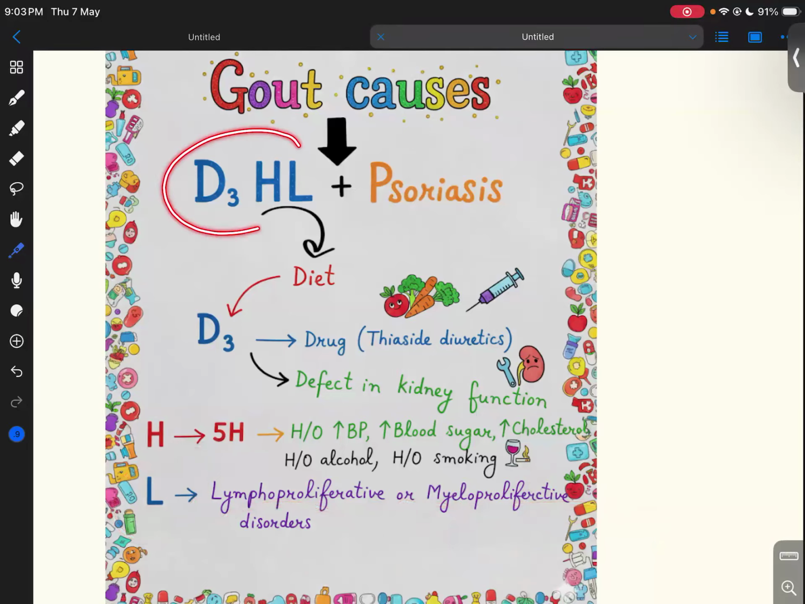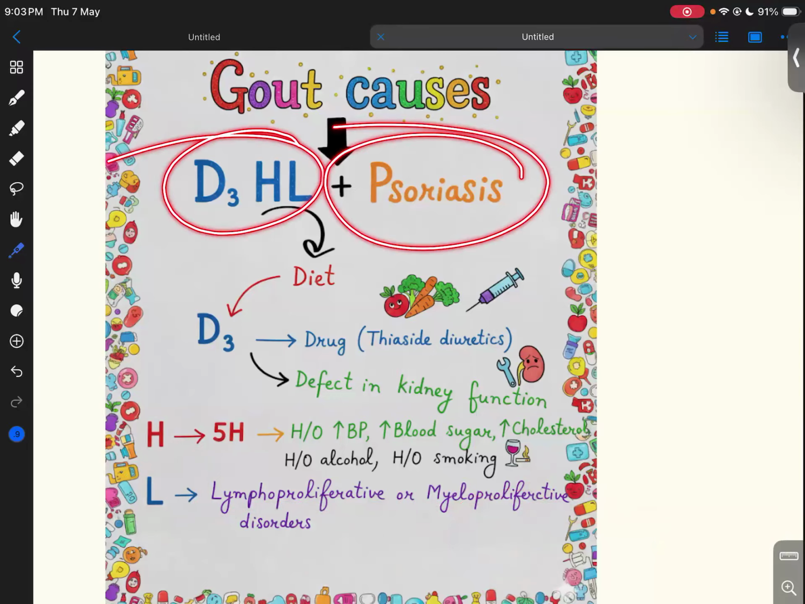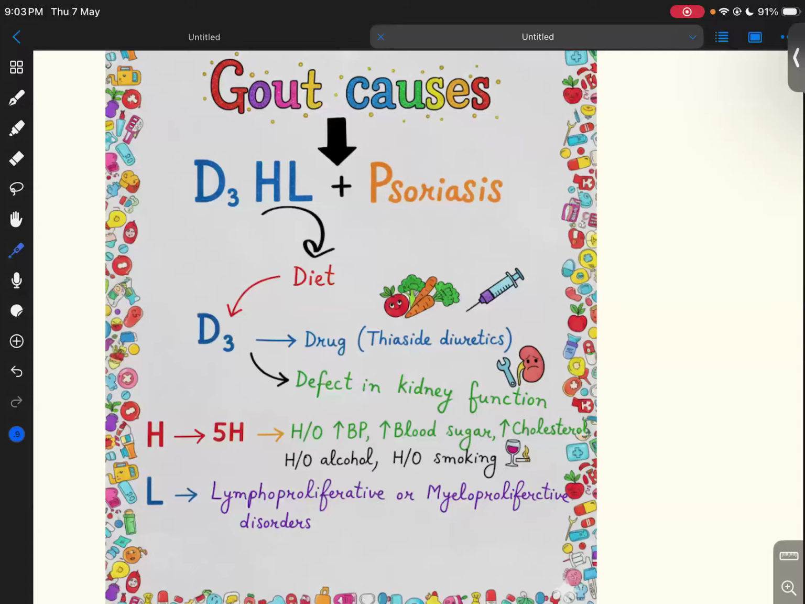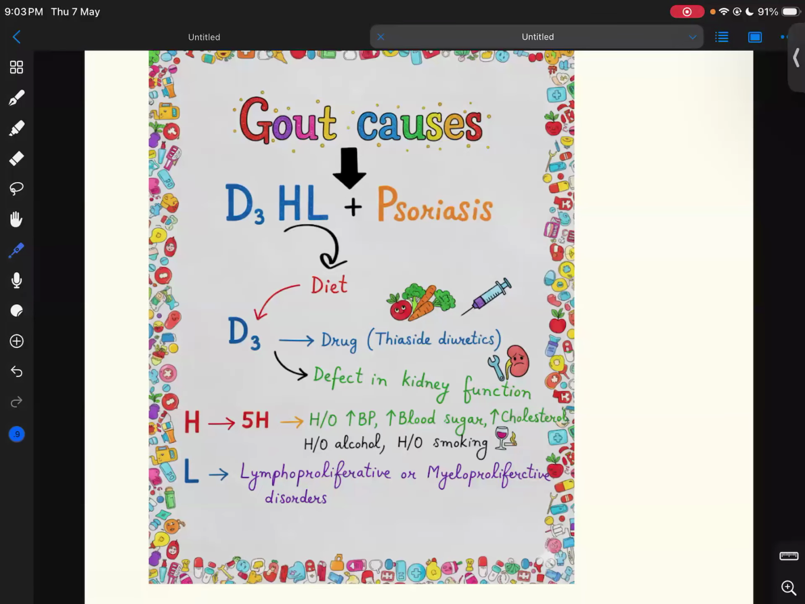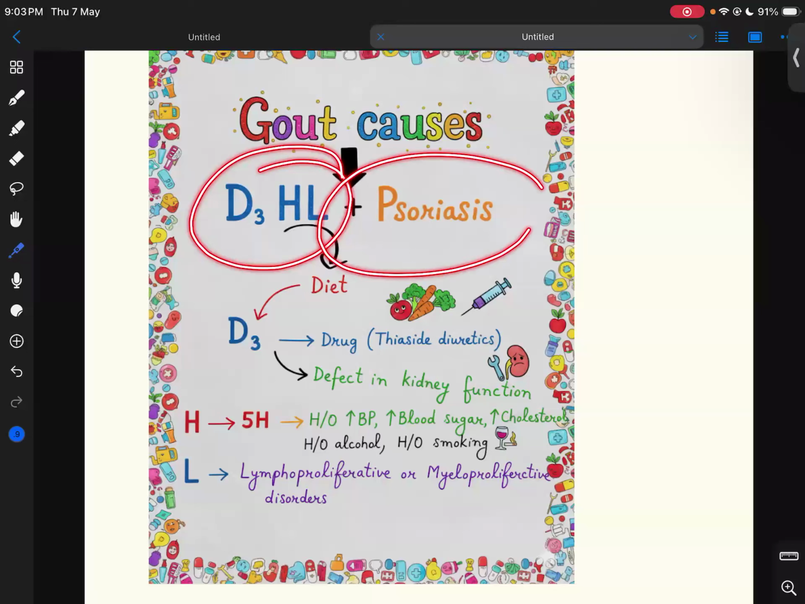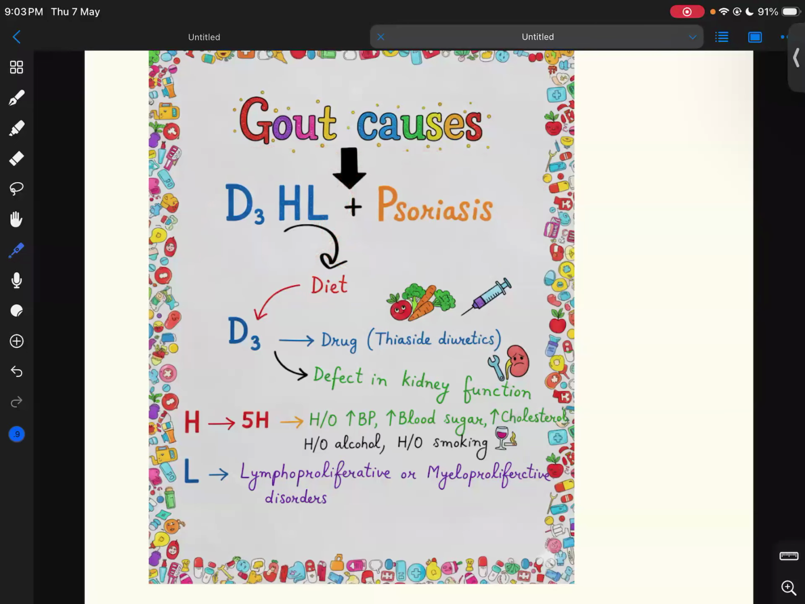This is for DHL, and to rule out psoriasis, we just have to ask, do you have any skin rash? This is for gout, and we have to screen for gout by asking for DHL and psoriasis. Let me know from the doctors whether there is any confusion or question about this gout.